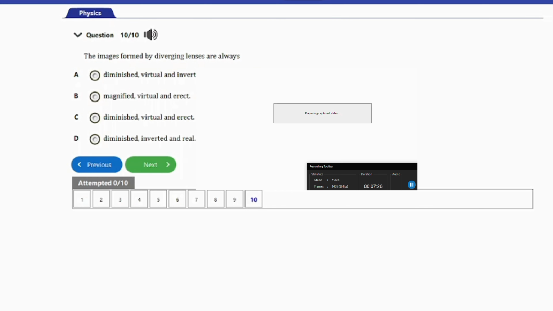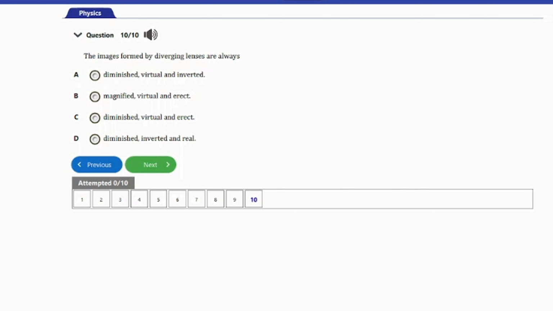So guys, we have question number 10 and the last here. It says, the images formed by diverging lenses are always A, diminished, virtual and inverted, B, magnified, virtual and erect, C, diminished, virtual and erect, D, diminished, inverted and real. So guys, the answer to this question is option C, and that's it for this question.